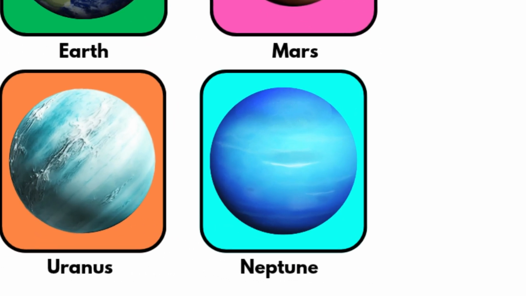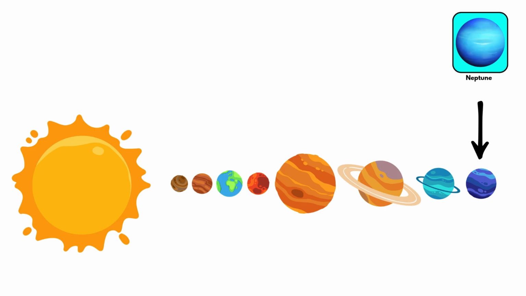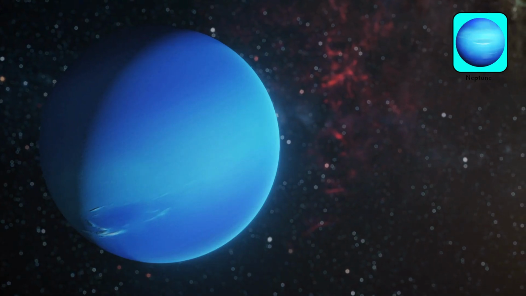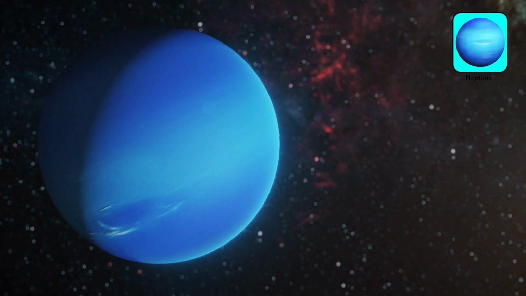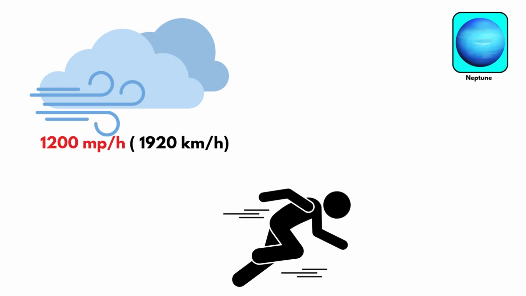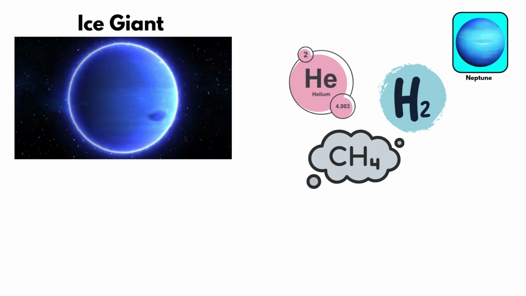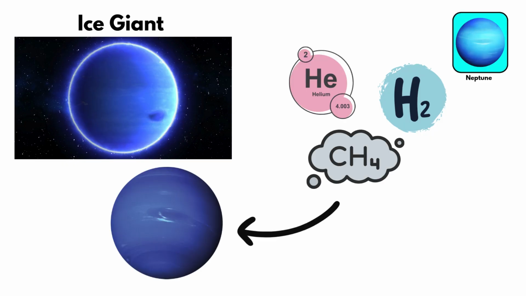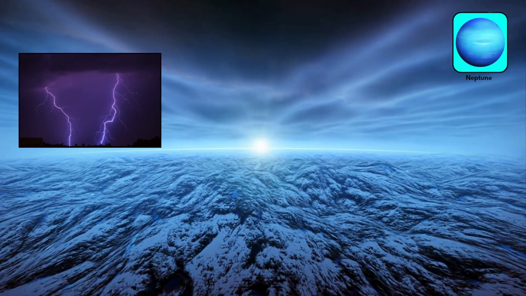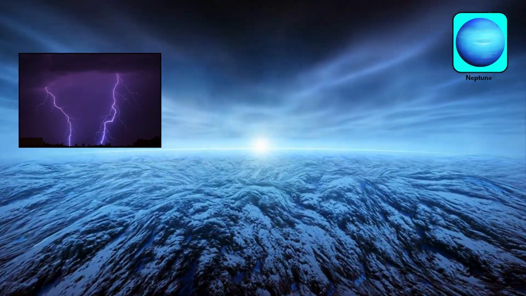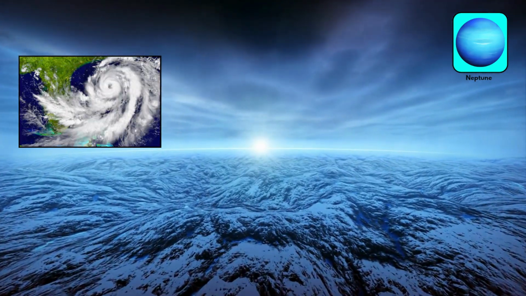And finally, Neptune, the farthest known planet from the sun. Deep, cold, and violently alive. Neptune is the windiest planet in the solar system, with gusts reaching over 1,200 miles per hour, faster than the speed of sound. It's an ice giant, with a thick atmosphere of hydrogen, helium, and methane, giving it that rich, deep blue color. Dark storms swirl across its face, coming and going like hurricanes made of ice.